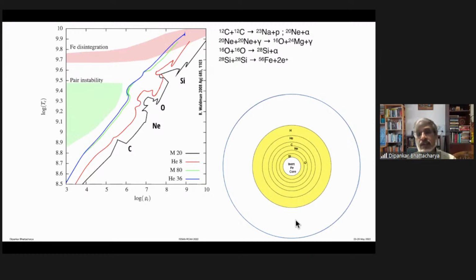So within seconds, once you have reached this stage, the iron core will collapse until the nucleon-nucleon repulsion, the repulsive part of the strong interaction force, is able to halt the collapse and produce a neutron star at the center.